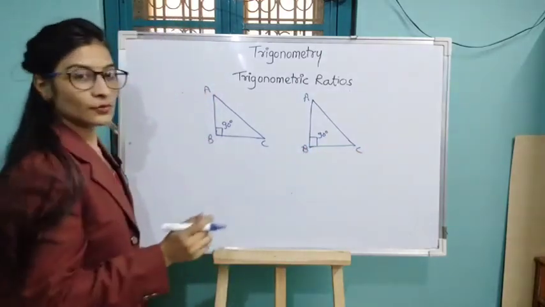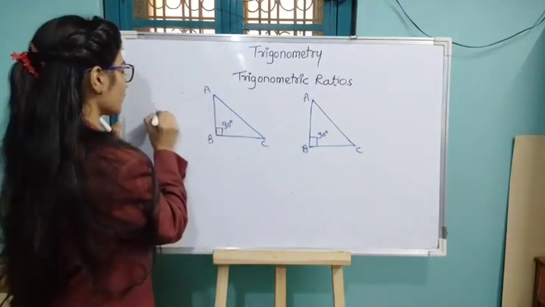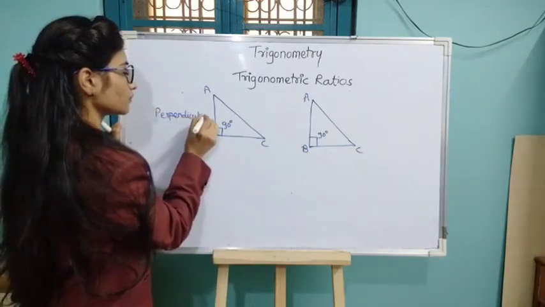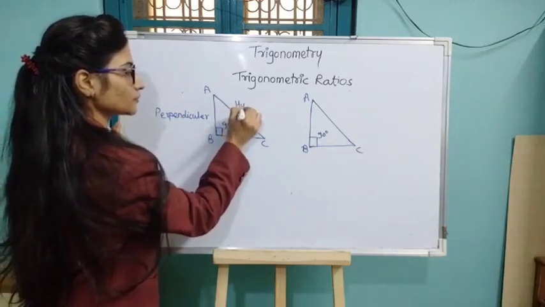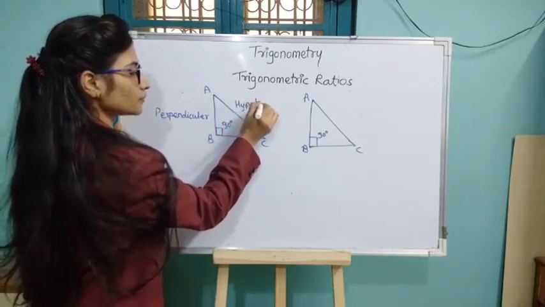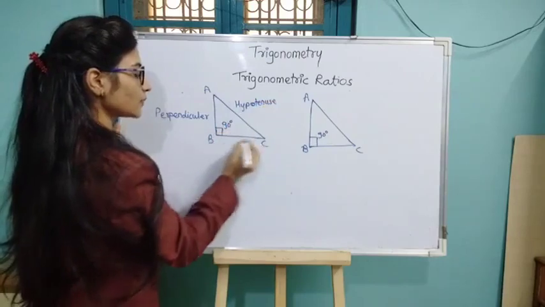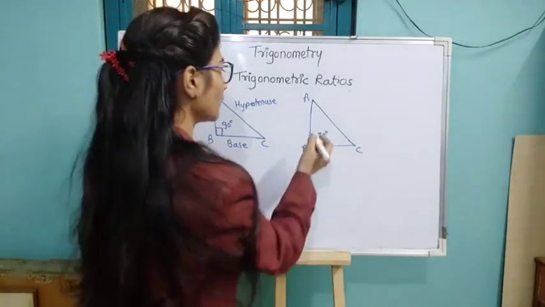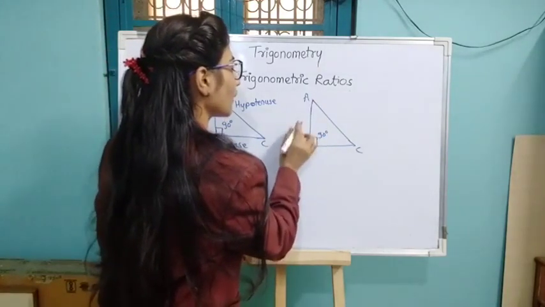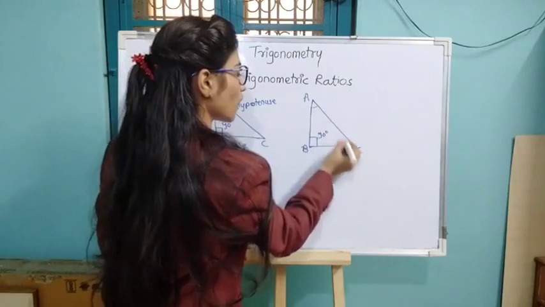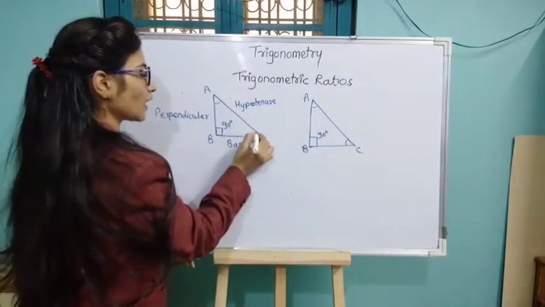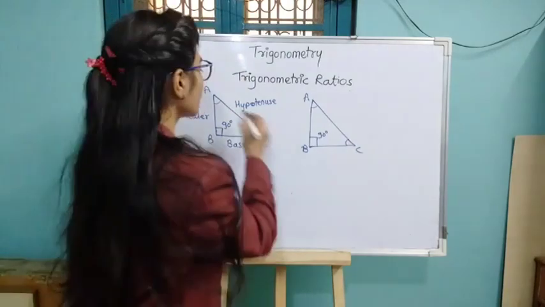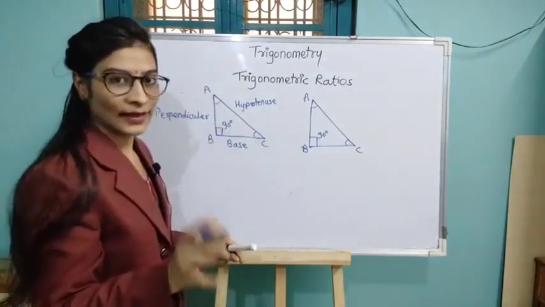Now in some books this side is considered as the perpendicular, this side is the hypotenuse, and this BC is the base. And in some books it is given that this AB is the opposite side. These two are acute angles. A and C are always acute angles if the given triangle is a right angle triangle. So we consider A and C as acute angles.